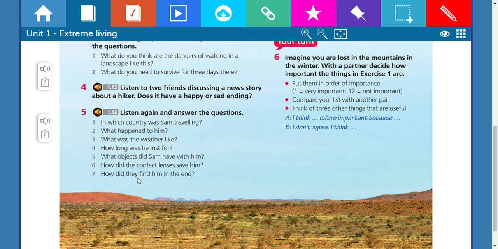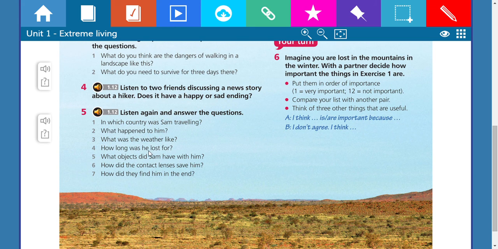How did they find him in the end? Let's see. No, what's the question? How did he? I'm sorry, I was making a mistake. How did the contact lenses save him? Don't remember? Okay, listen. The contact lenses have some liquids. And he drank the liquids of the packets of the contact lenses. Incredible, no? With those contact lenses, because he had a lot of contact lenses, he survived.